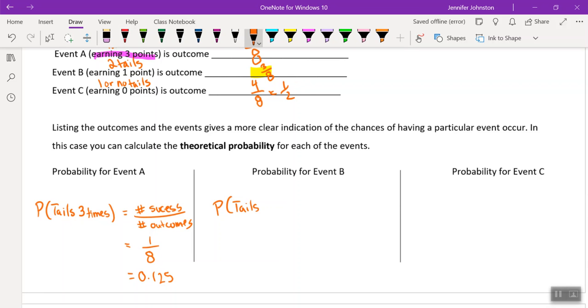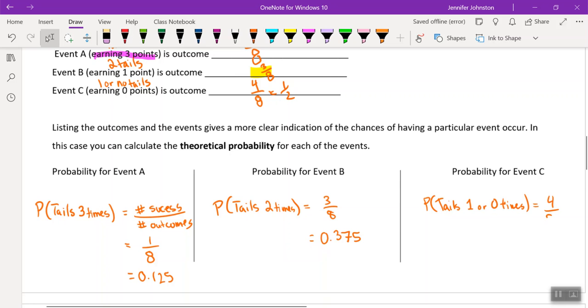What about the probability of getting 2 tails? You flip it 3 times and you get 2 tails. So again, your number of successes over your number of outcomes, we get 3 out of 8, which is 0.375. And what about our last one, tails 1 or no times? This would be 4 out of 8, which is 1 over 2, which is also 0.5.